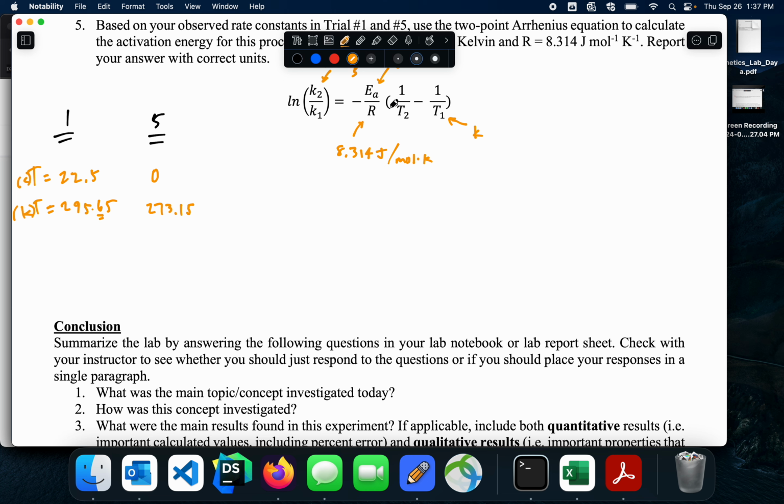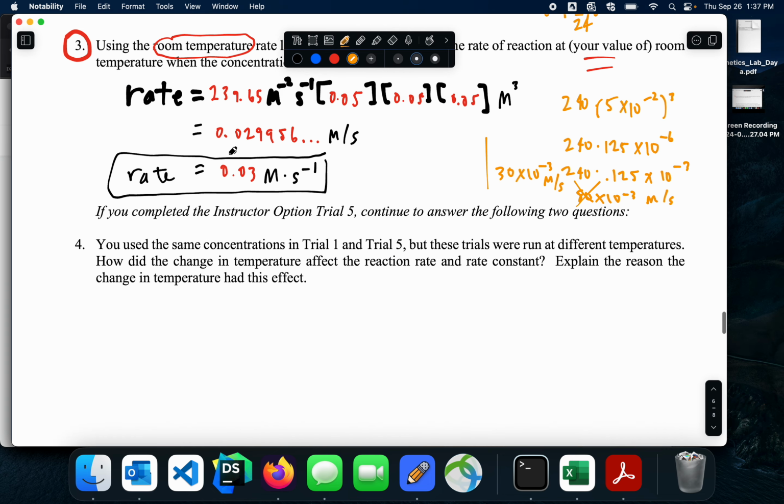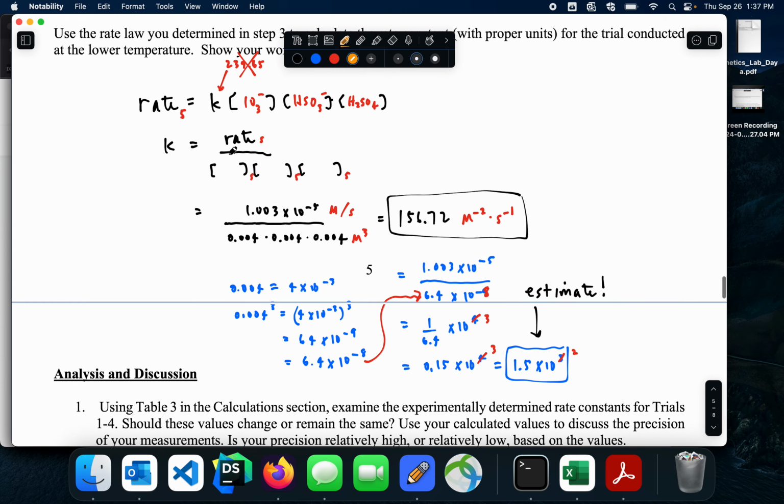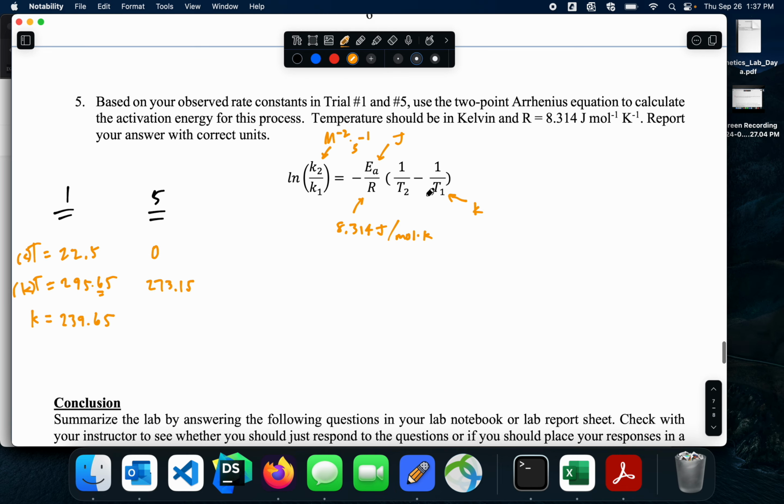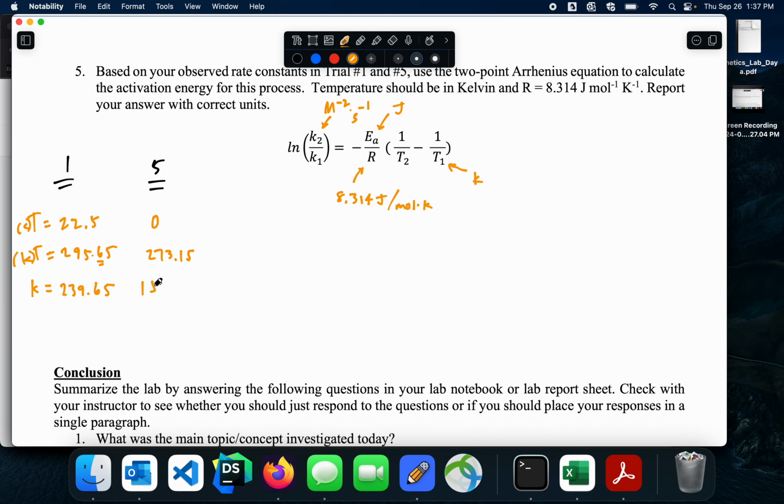Okay, let's go look at the k's then. I remember the k for the 1 was 239.65 because I just looked at it a minute ago. Let's look at the k for, what was the k for the cold one? There you go, 156.72. Okay, great, awesome. We're ready then, aren't we?